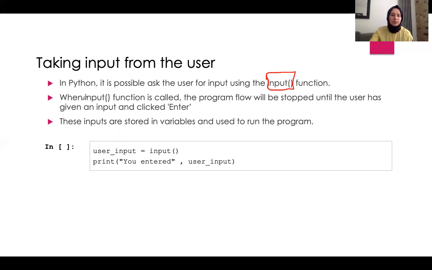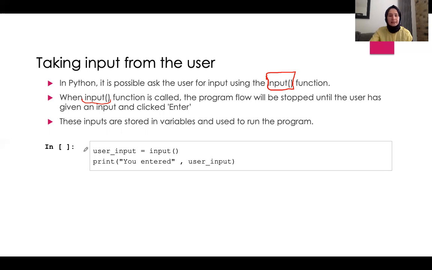When the input function is called, the program flow will be stopped until the user has given an input. Then the user has to click on enter so that the program continues to execute. These inputs are stored in variables and used to run the program.